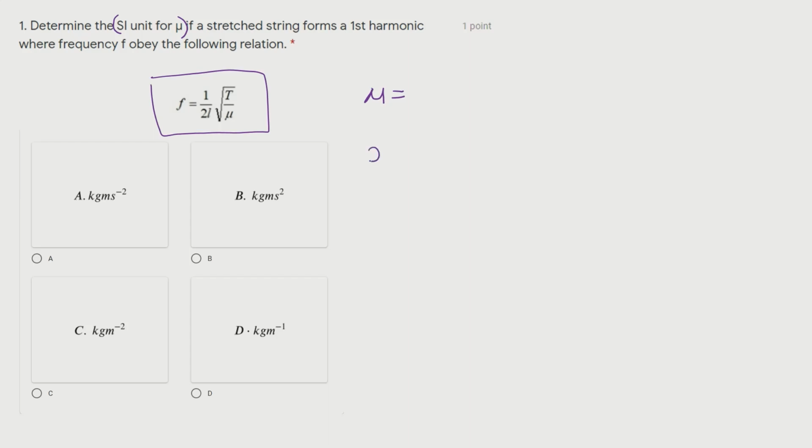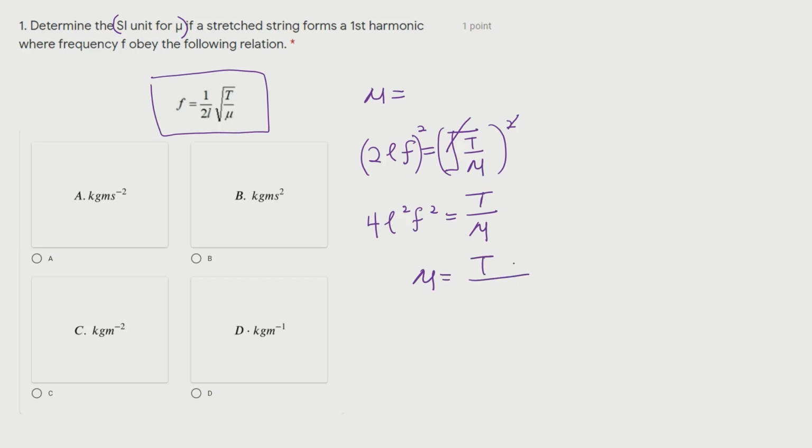When you rearrange this equation, you will get 2 length frequency equals the square root of tension over mu. Now we need to get rid of the square root because we want mu. So you square both sides, and you can get rid of the square root. Now you have 4 length squared frequency squared equals tension over mu. As we need to make mu the subject, you will get mu equals tension over 4 length squared f squared.